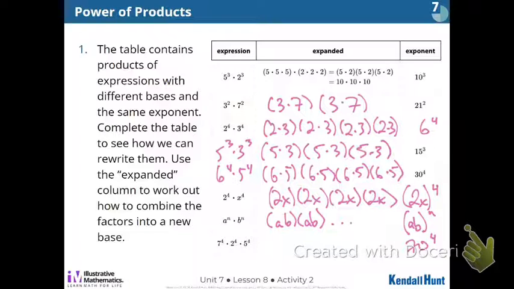Otherwise, you're going to be like, sometimes I add the exponents, sometimes I keep them the same, sometimes I multiply them, sometimes I subtract them. That's a lot to try to keep track of with memory, right? Would you guys agree? So, again, just don't even write it expanded.